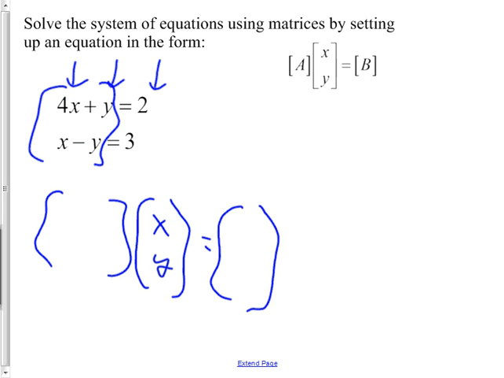I guarantee you, when you take a test on this, we're not going to always make it nice. We might have a nice one in there, but we're also going to have it rearranged. You've got to get them in order with X's first, then Y's, then numbers. So did you have 4, 1, 1, negative 1, and 2, and 3? Raise your hand if you're good on that.